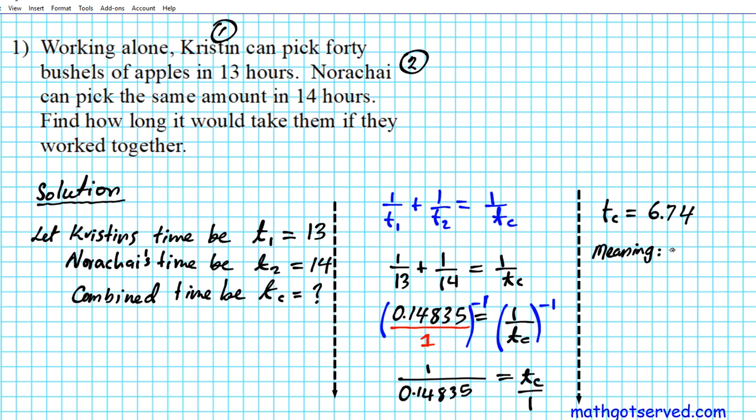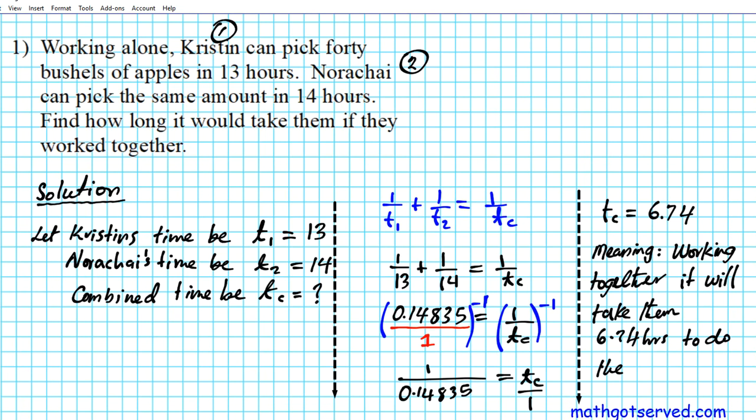The meaning of this answer is: working together, it will take them 6.74 hours to do the job. Alright, so that's the answer to question number 1.